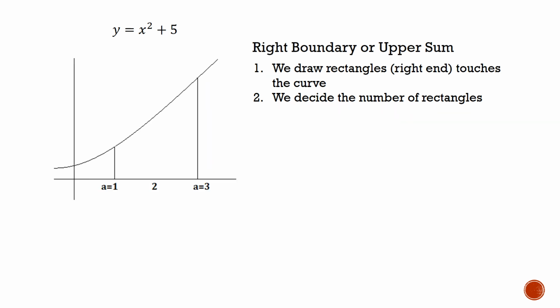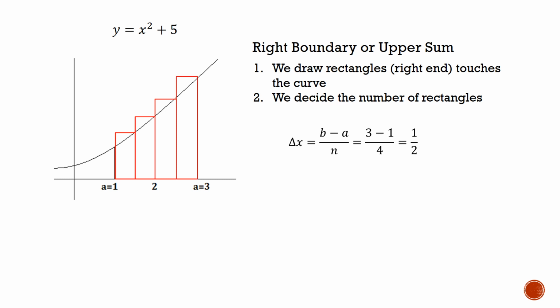Okay, so we're going to use the same example, y equals x squared plus 5, but this time we're going to look at the upper sum, or the right boundary. We're going to draw rectangles like we did in the previous example, except that this time we want the right end of the rectangle to touch the curve. Once again, we choose 4 rectangles. The upper limit minus the lower limit, 3 minus 1, divided by the number of rectangles, 4, equals a half. What is a half? The width of the rectangle. So from 1 to 1.5, from 1.5 to 2, 2 to 2.5, and finally 2.5 to 3.